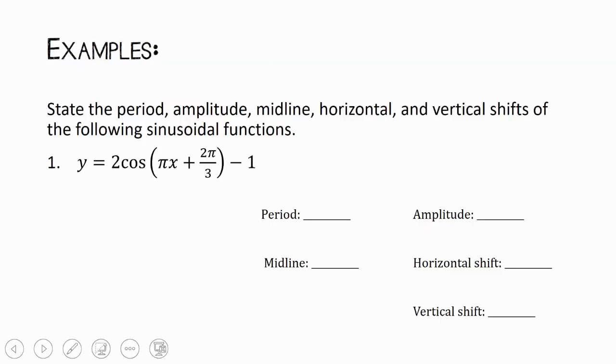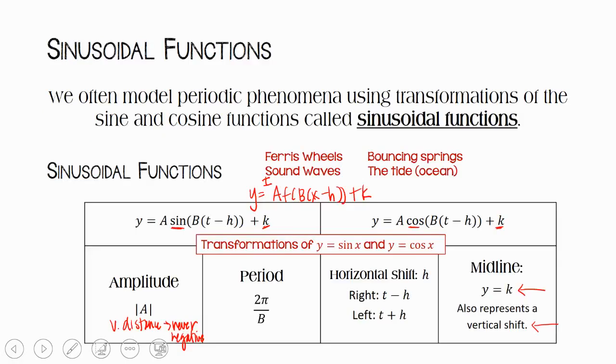So let's do a few examples. We're going to state the period, midline, amplitude, and then the horizontal and vertical shifts of the following sinusoidal functions. Something that's important to note is that it must be written in these forms. So you'll notice the b value is factored out in front of t plus h or t minus h. It cannot be next to the t or the x value. It must be factored out.